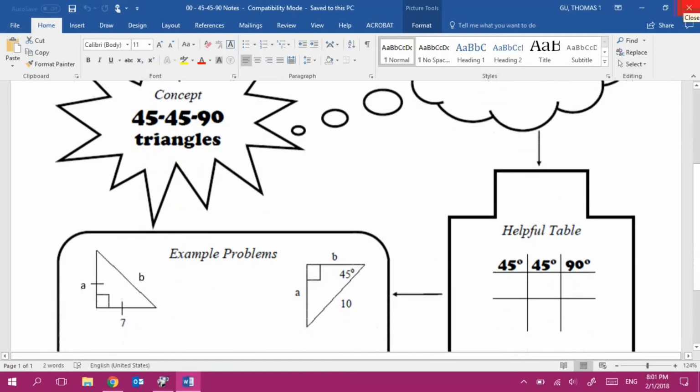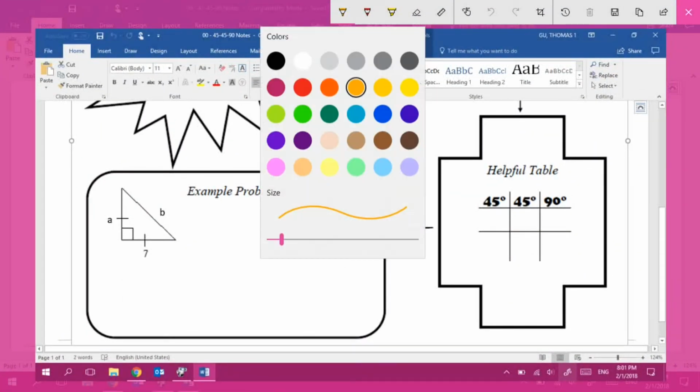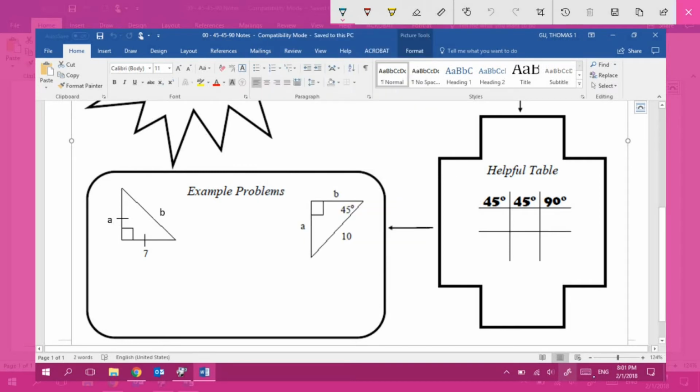Looking down here in the helpful table, we're going to fill in this little example table. Remember, the side across from one 45-degree angle has length X, the side across from the other 45-degree angle is also length X, and the hypotenuse across from the 90-degree angle is X square roots of 2. So let's pick a number. For example, X is 5. So one side length is 5, the other leg is also 5. Then the hypotenuse, what length is that going to be? 5 square roots of 2. Is that what you said? Yeah, high five! Let's look at some example problems.